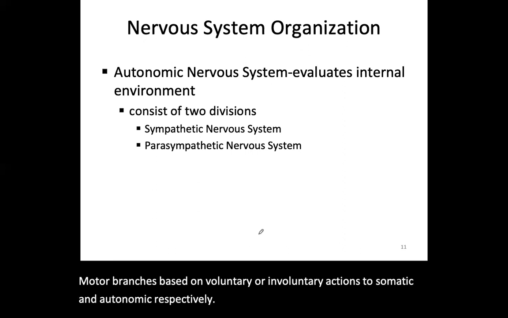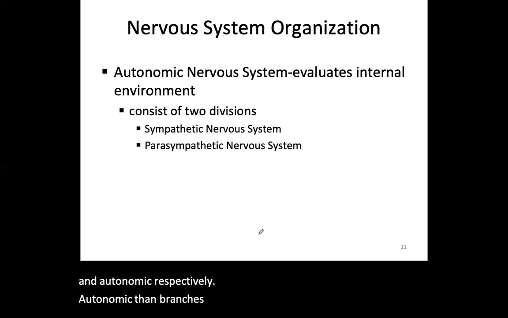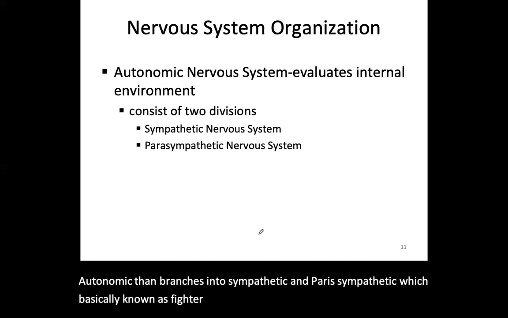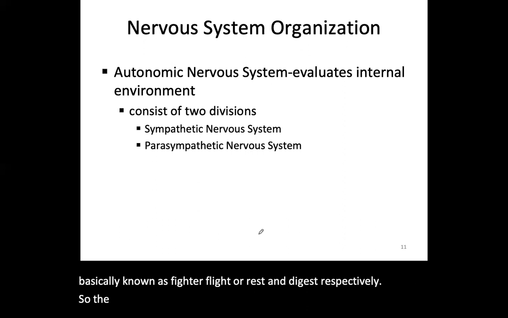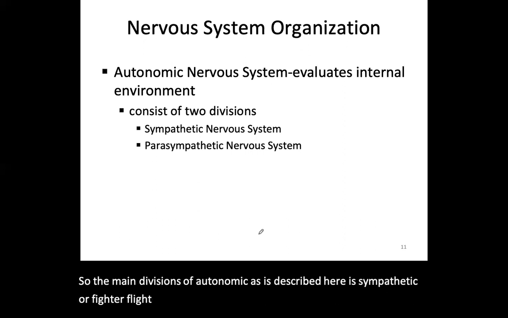Autonomic then branches into sympathetic and parasympathetic, which are basically known as fight or flight and rest and digest, respectively. So the main divisions of autonomic, as described here, are sympathetic, or fight or flight response, and parasympathetic, which is rest and digest or housekeeping.